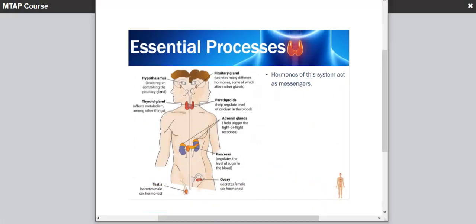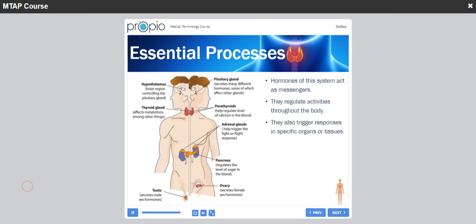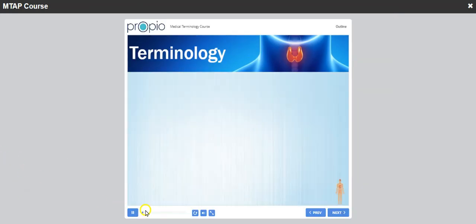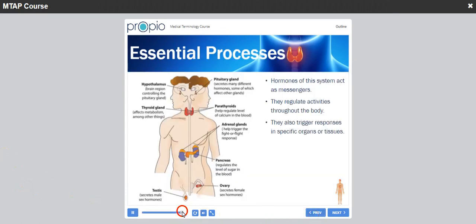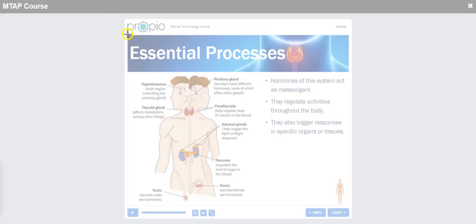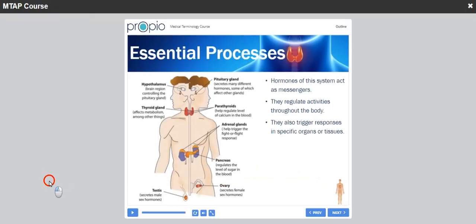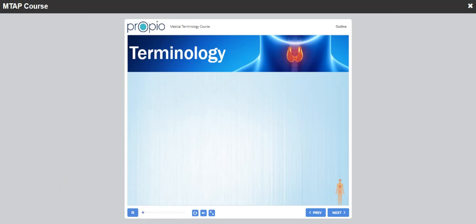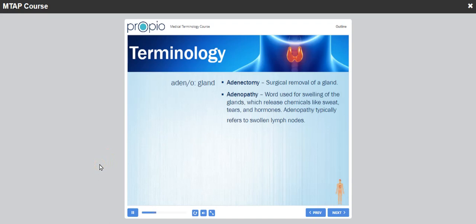Adenopathy is a word used for swelling of the glands, which release chemicals like sweat, tears, and hormones. Adenopathy typically refers to swollen lymph nodes. Adrenal gland is a small gland that produces the steroid hormones, epinephrine and norepinephrine. Adrenaline is a hormone that triggers the body's fight-or-flight response.